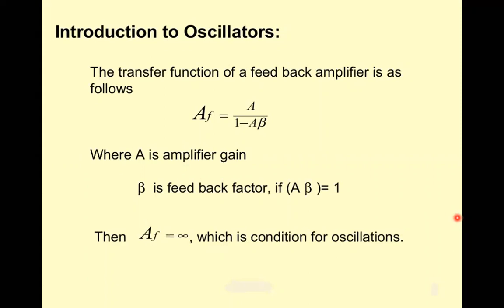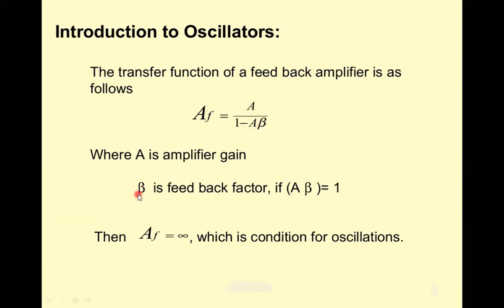See the transfer function of a feedback amplifier, which is the feedback gain. Feedback gain is equal to the gain of the amplifier divided by 1 minus A beta, where beta is called the feedback factor. So this is the positive feedback gain: AF equals A by 1 minus A beta. If it is given as AF equals A by 1 plus A beta, then that is called the negative feedback gain.